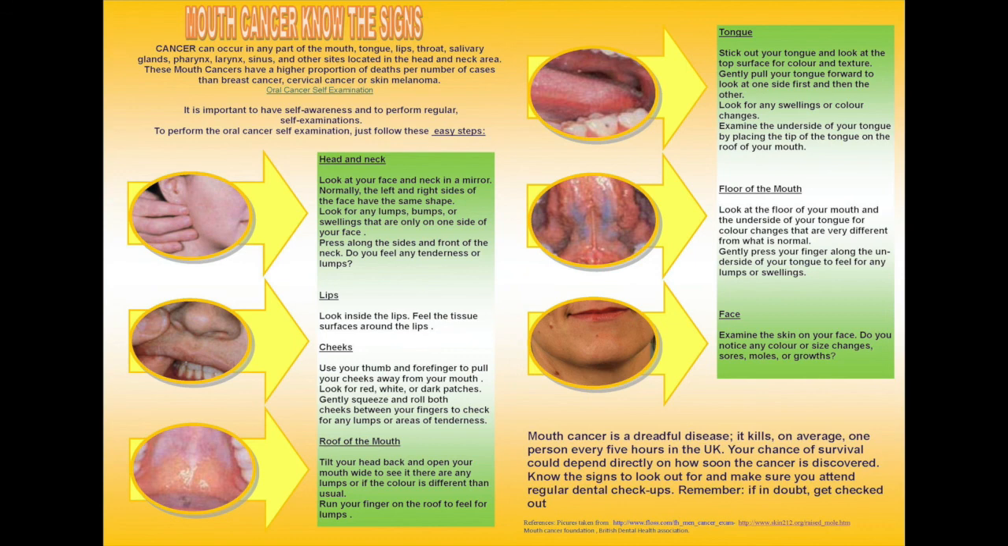The floor of the mouth: we want to be looking on the underside for any colour changes that are different from what's normal. Gently press your finger along the underside of your tongue to feel for any lumps, bumps and swellings. And then on our face we need to just examine to see if we see any changes in skin colour or any moles, sores or growths.